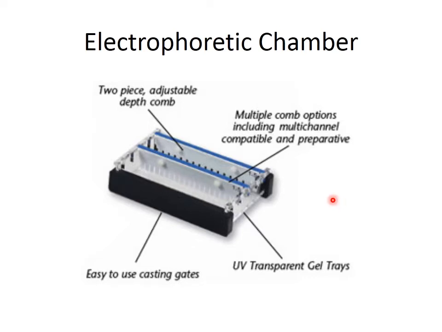This is showing the electrophoretic chamber for agarose gels. Agarose gels are produced as horizontal slab gels, and these are the combs which are inserted in the gel to make a well. A well is an empty space in the gel where a sample could be loaded.